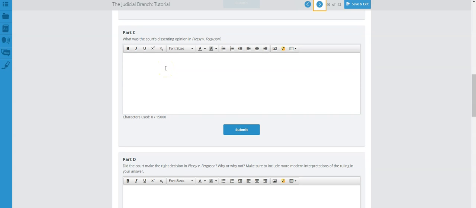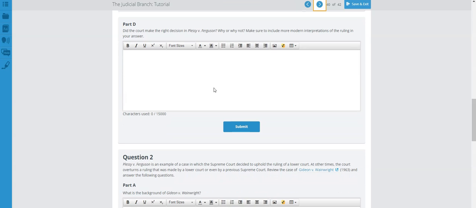Part C is saying, what was the court's dissenting opinion in Plessy v. Ferguson? Again, it goes back to what you have read about this particular case already. Part D is saying, did the court make the right decision in Plessy v. Ferguson? Why or why not? Make sure to include more modern interpretations of the ruling in your answer.